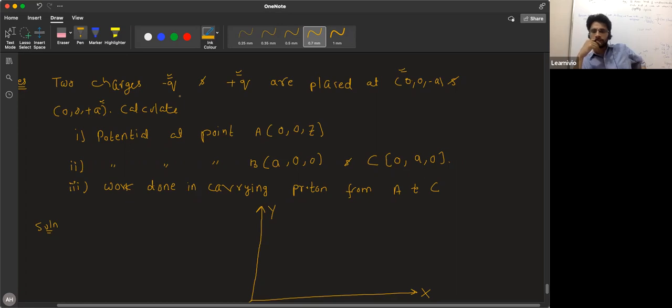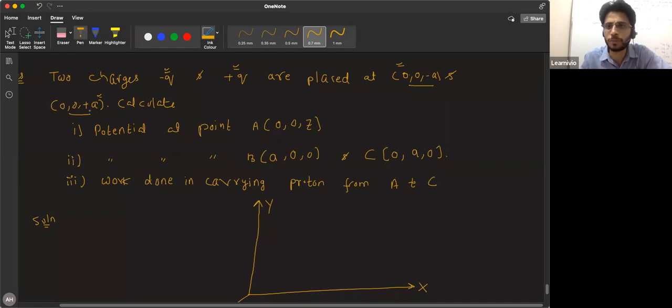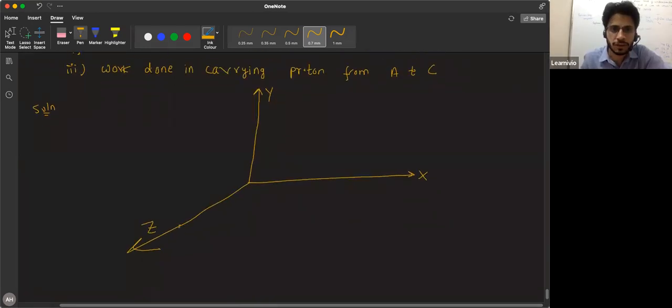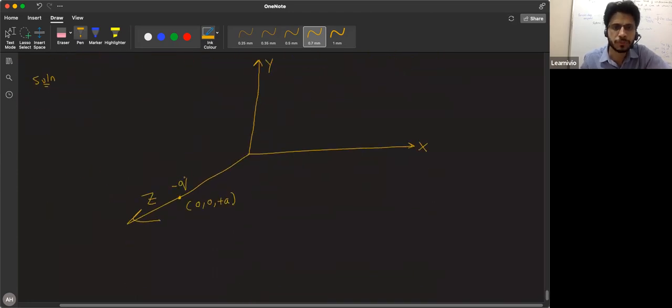Anshika, on which axis do these two charges lie? Sir, x-axis. X-axis or z-axis? Z, na? So z-axis: 0, 0, minus and 0, 0, plus a. They lie on the z-axis. So this is 0, 0, plus a, here the charge is minus q. And this is 0, 0, minus a, here the charge is plus q.